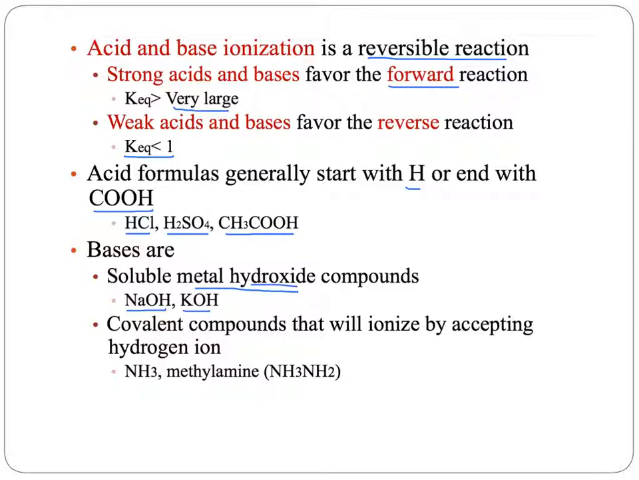But you also see some covalent compounds that ionize by accepting the hydrogen ion, ammonia being one. Ammonium ion then forms from the ammonia. And nitrogen just seems to be something that does this very well. So another base compound that contains nitrogen is methylamine, and I've written out the formula here. So it would accept a hydrogen to become NH3 with one positive charge.